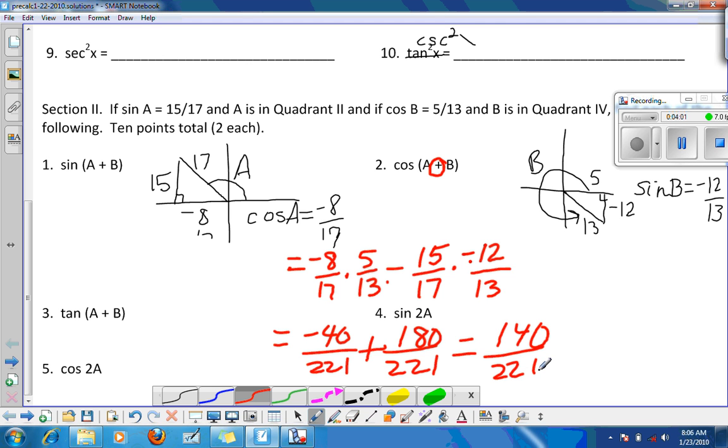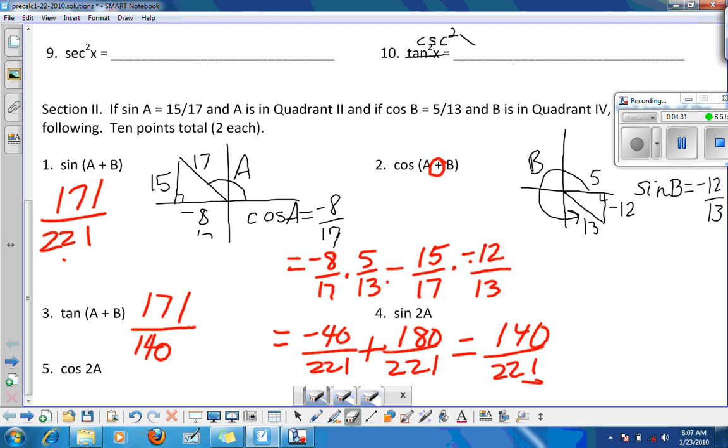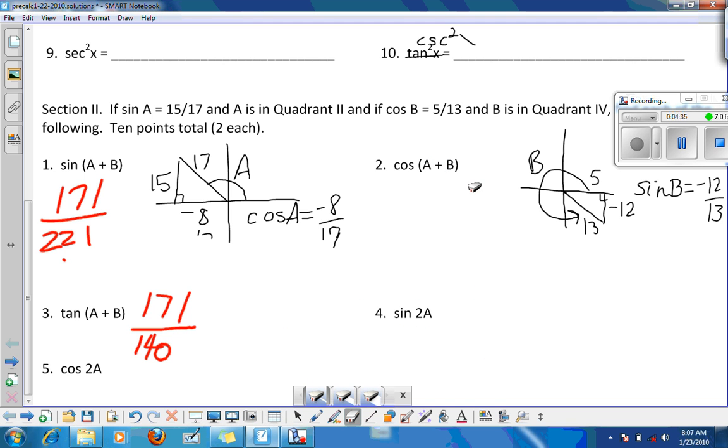Okay, so that coupled with this answer, what do we have here, 171 over 221, we're going to use sine of A, excuse me, sine of A plus B over the cosine of A plus B is going to be our answer for the tangent of A plus B. So that's 171 over 140. The denominators of the 221 cancel out. Okay, I'm going to go ahead and erase the information here in red so that I can answer the rest of this here. Remember, you can always go back and see what I've written.